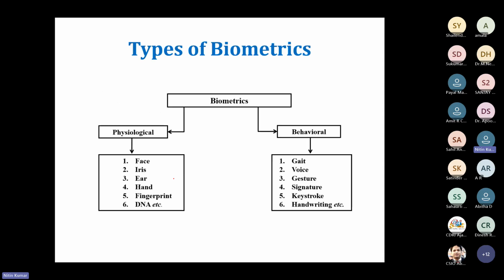Physiological biometrics are based on physical characteristics like face, iris, ear, hand, fingerprint, and DNA. Behavioral characteristics are shown in our behavior, like gait, how a person walks. Some older person can identify anybody with the help of gait or voice, as I told earlier. Also gesture, hand movement, signature, keystroke, and handwriting, etc. These are some of the examples.